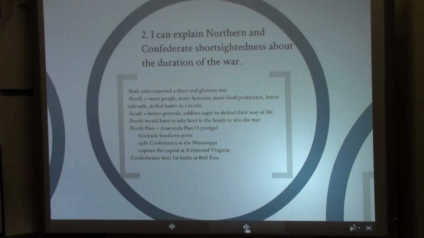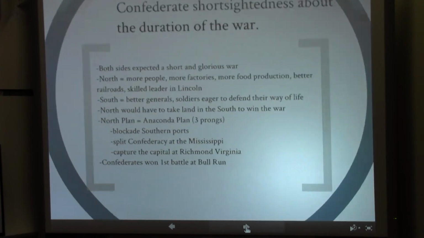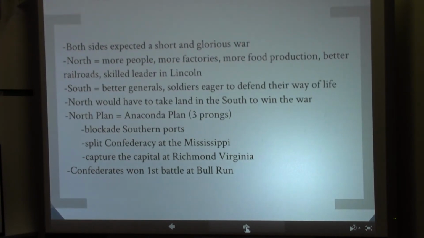Our second objective, I can explain Northern and Confederate short-sightedness about the duration of the war. As war began, both North and South, both the Union and the Confederacy, expected a short and glorious war. Both sides expected that they would be the victor. They both described right as being on their side, and they both felt that the other side was going to go down to defeat rather easily.